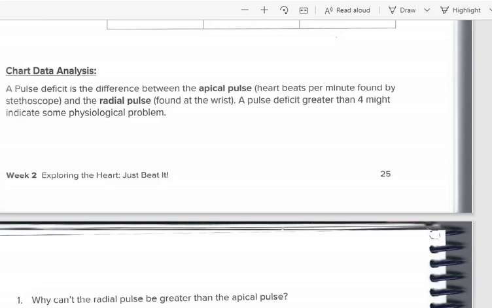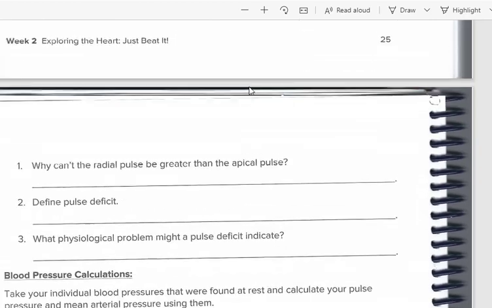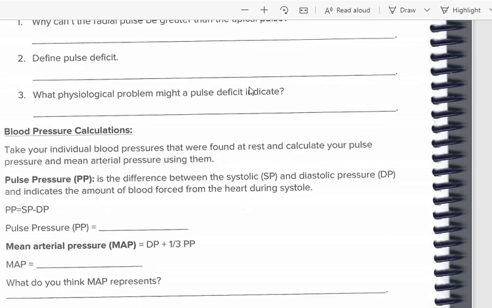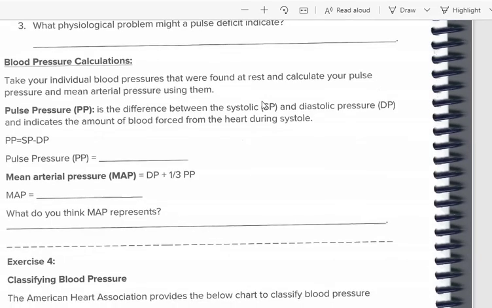So they ask a question: why can't the radial pulse be greater than the apical pulse? Well, the apical pulse is the one you're taking that's closer to the heart. So you can't have more beats down in the wrist than you have above it. It's just a little something to think about there. Let's see. What physiological problem might a pulse deficit indicate? Well, you're not able to get the blood flow all the way down your arm to your wrist for some reason.